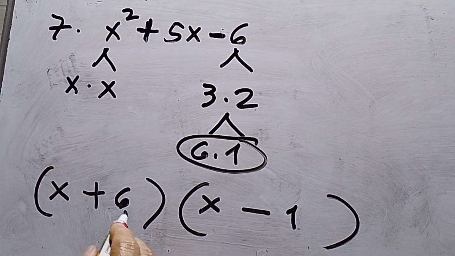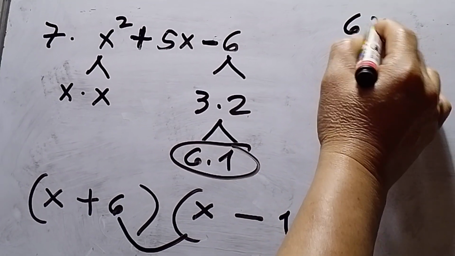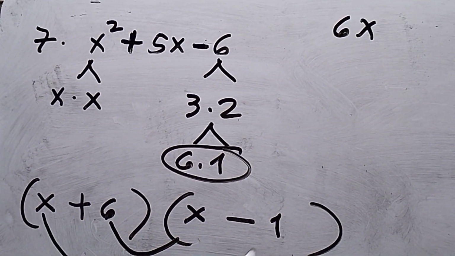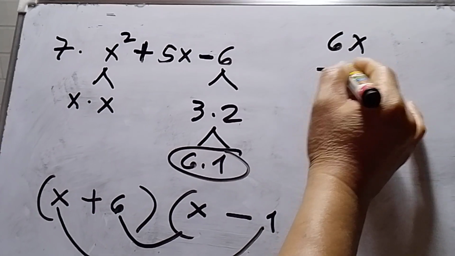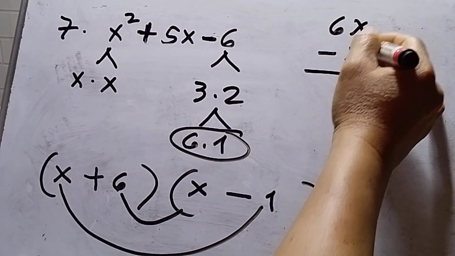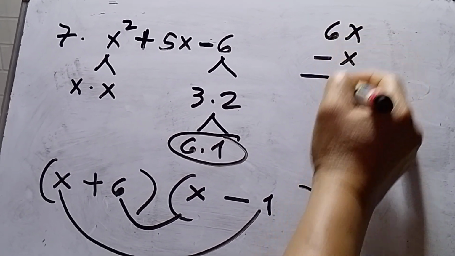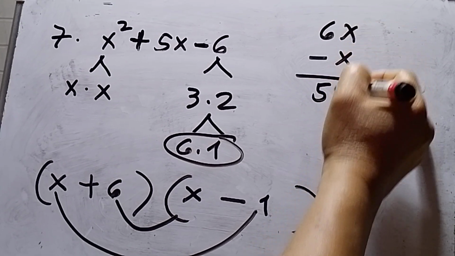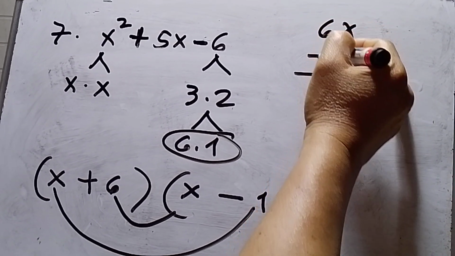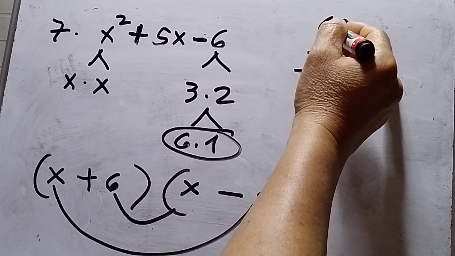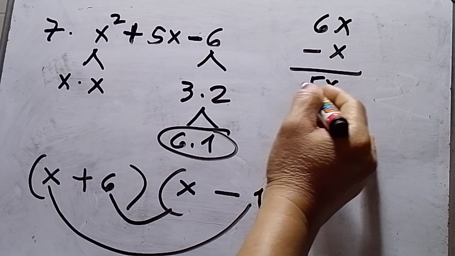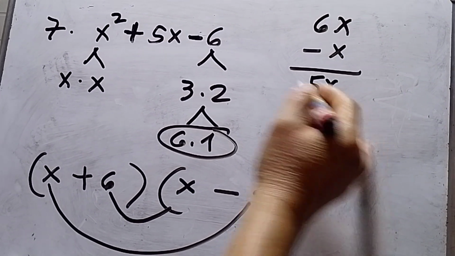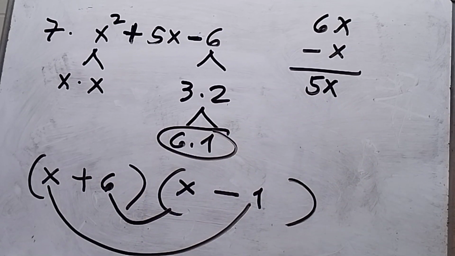So, let us check. This will be 6x. And then, x times negative 1 will be negative x. So, 6x minus x. 6 minus 1 is 5. And then, x. Since 6 is greater than 1, so 6 is having a positive sign. So, the middle term will be positive. So, I've got the middle term 5x.